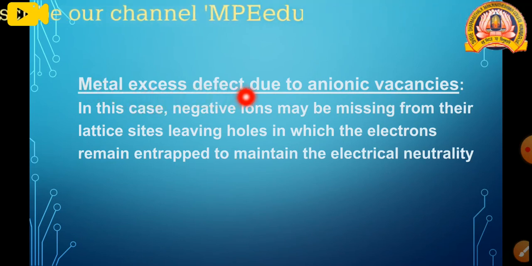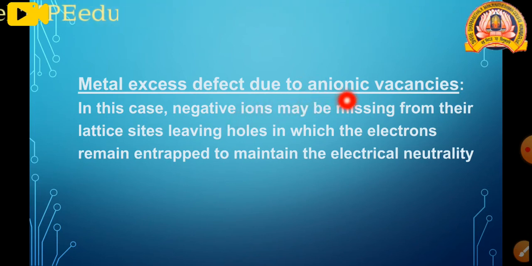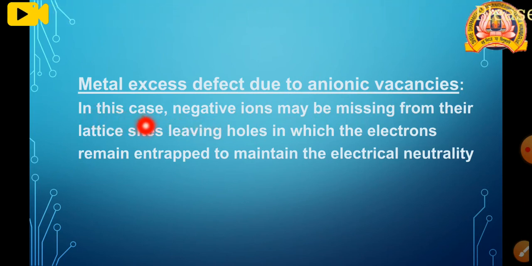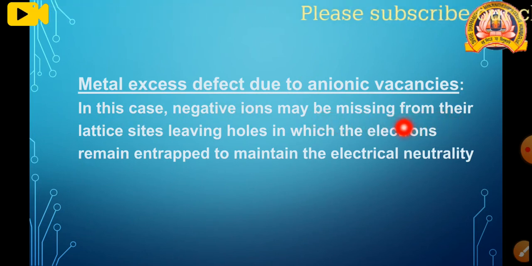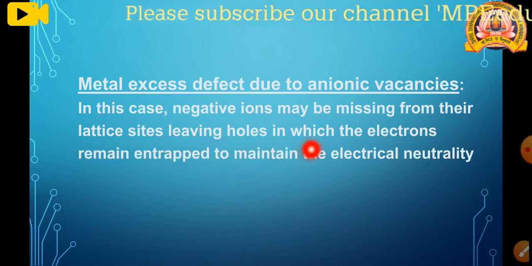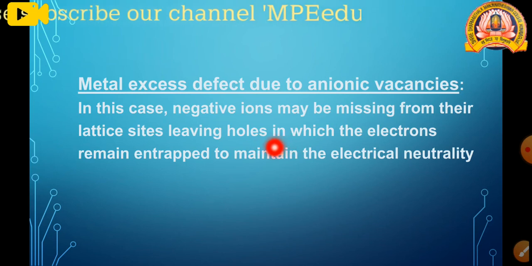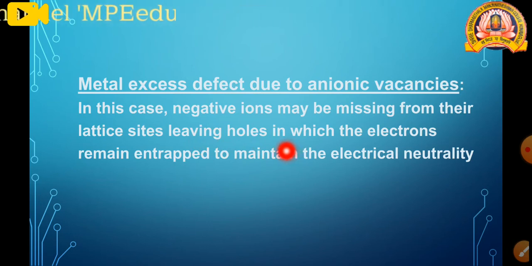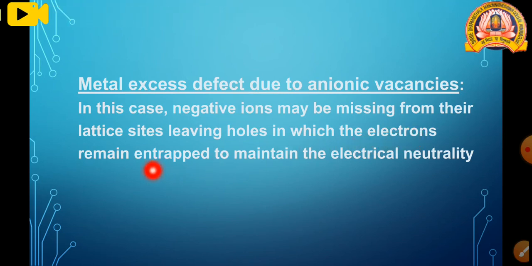Next, these defects are due to the presence of metal excess or metal deficiency. Therefore, there are two types of non-stoichiometric defect. Let us discuss the metal excess defect. The metal excess defect takes place due to two reasons. One is anionic vacancy, and what is the other possibility? Cation excess. Okay, there are two types. One is vacancy in the anion.